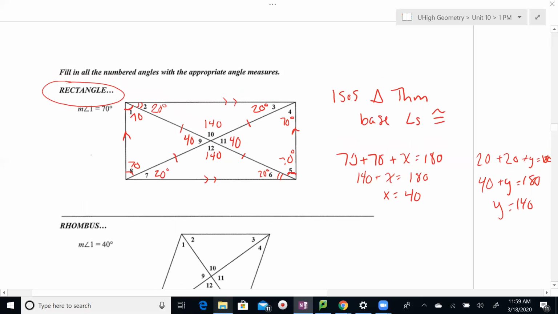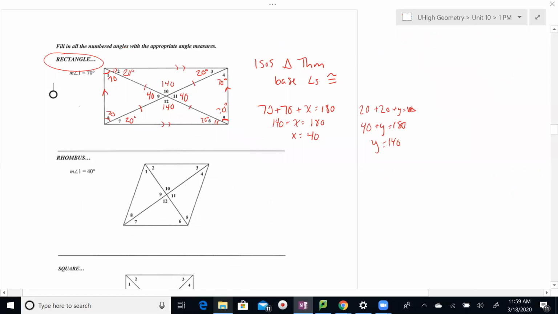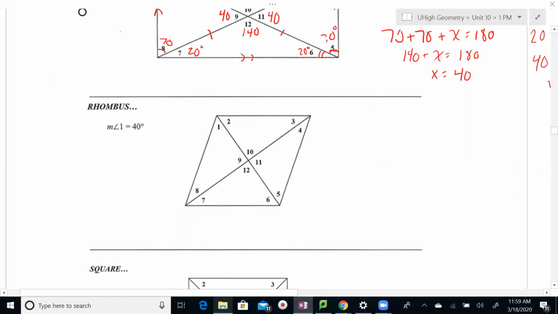Awesome, so we're done with that first shape. So let's take a look at the next one, a rhombus. In a rhombus, we know a couple of things. We know that the sides are all congruent, and we know the opposite sides are parallel. So let's go ahead and put that in here just so that we can see it a little bit more clearly. We know opposite sides are parallel, and we know that all four sides are congruent.